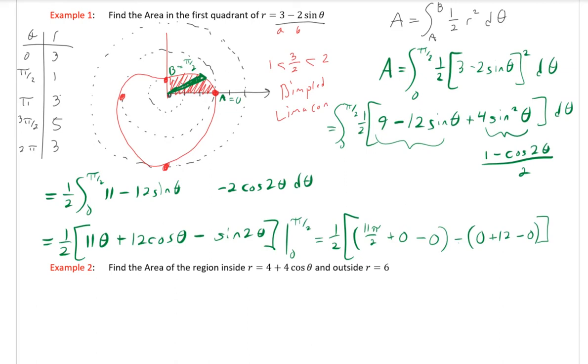So then overall we have 11 pi over, looks like 4, minus 12 divided by 2, so minus 6. So that'd be our final answer. Or if you find this as a decimal, you get 11 pi divided by 4 minus 6 gives you about 2.64. So that would be the area in this region.